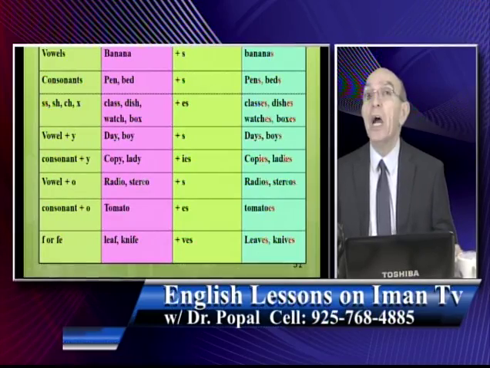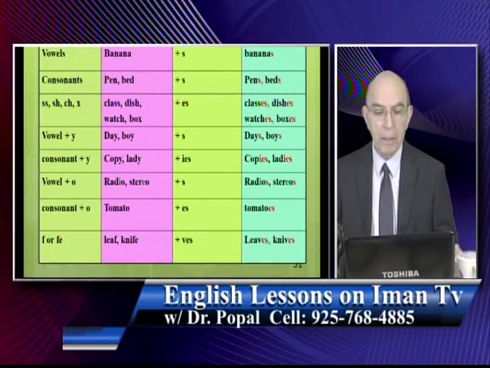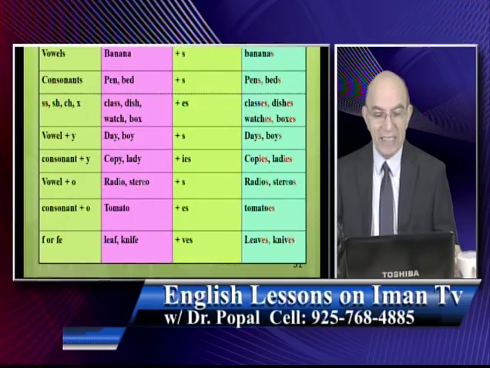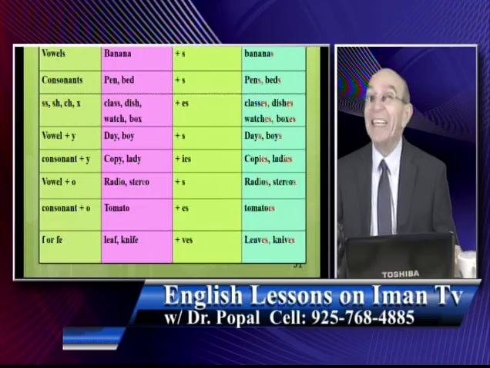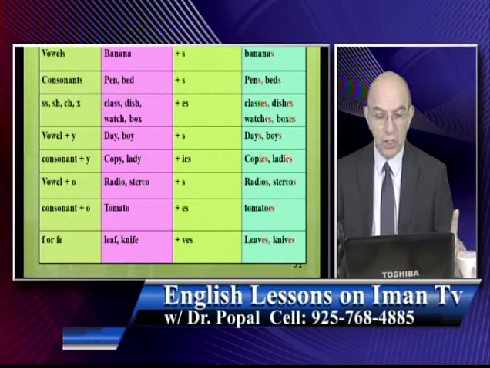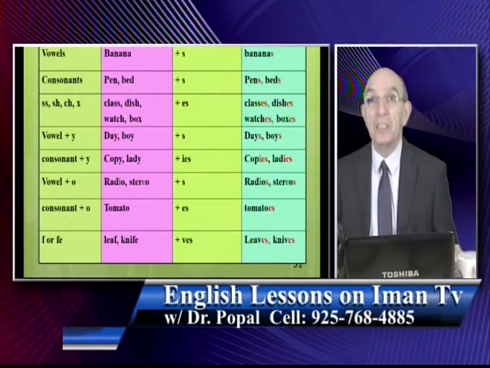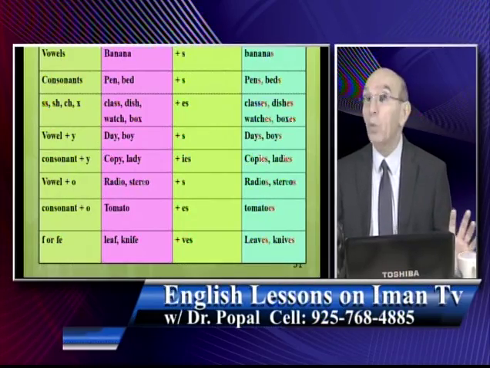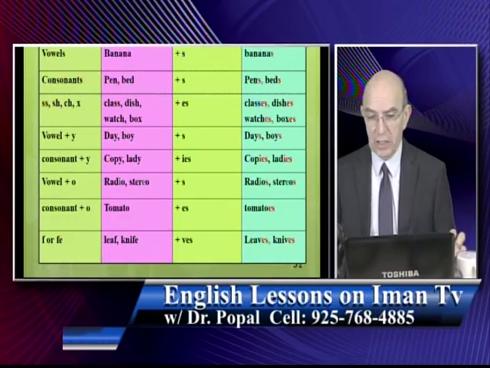If it ends with a consonant, like pin, bid, you just put S. Pins, bids. If the word ends with SS, SH, CH, X, you add ES to the noun to make it plural. Like you say, one dish, but two dishes. One class, but two classes. One watch, two watches. One box, two boxes.